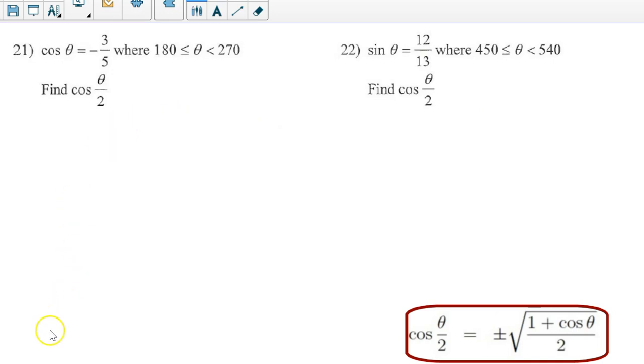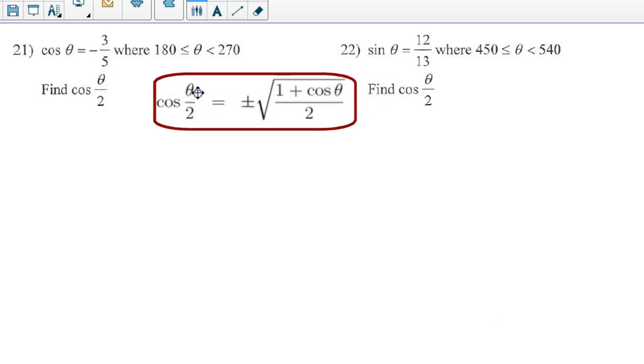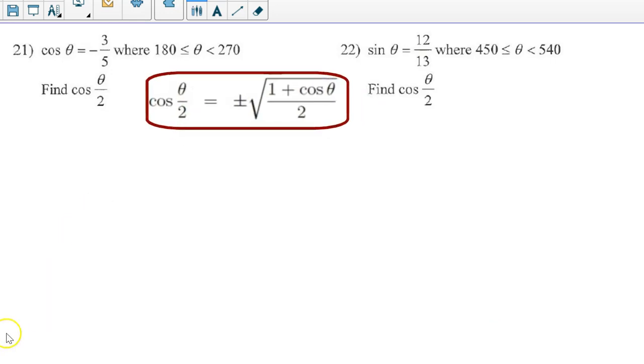Okay, so we know the formula for cosine theta over 2 as this. Cosine theta over 2 is equal to plus or minus square root of (1 plus cosine theta) divided by 2. So after identifying the positive or negative sign for this angle, you can directly substitute this value of cosine here in this formula, 1 plus cosine theta, that is -3/5, and simplify, we get the answer easily.